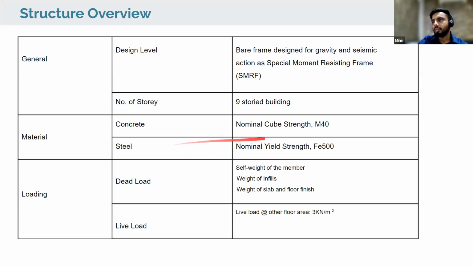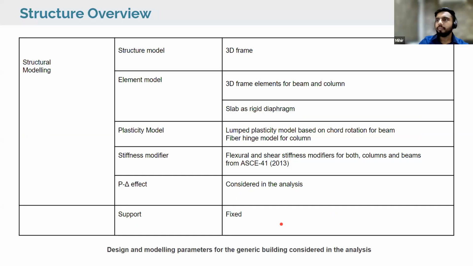The number of stories is 9, so it is a 9-story building. For the concrete, I'm using M40. For the steel, it is Fe500. Then the dead load that we are considering: we are just using the simple superimposed loads, that is the self weight of the member, weight of infills, and weight of slab and floor finish. And then we will have the live load of 3 kilonewton per meter square applied for the slab.